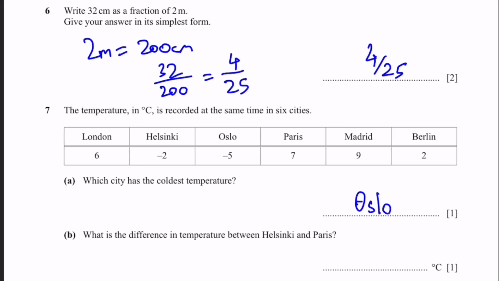B. What's the difference in temperature between Helsinki and Paris? So Helsinki is -2 and Paris is 7. So we can do 7 minus 2 all in degrees Celsius. We get 9 degrees Celsius difference. That's the answer.